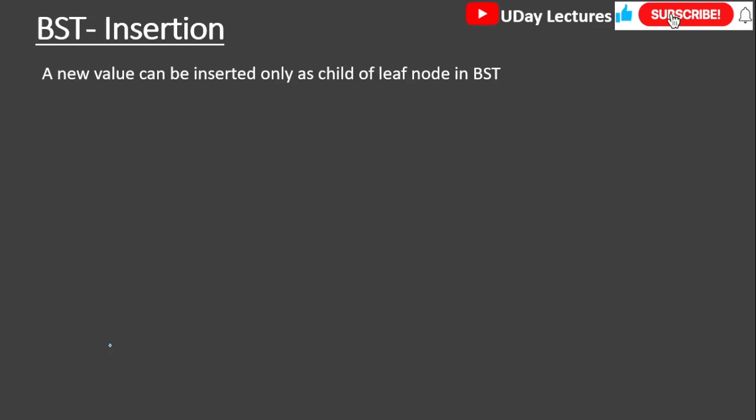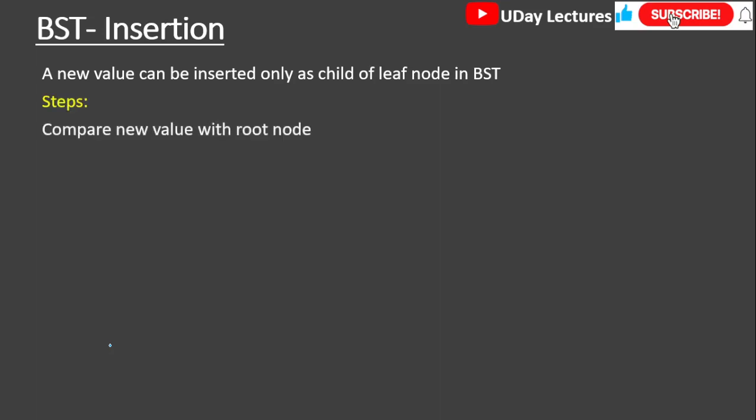To insert a new element into a binary search tree, there is one simple rule: we cannot replace any existing nodes in the binary search tree with the new value. So we can insert a new value only as a child node of a leaf node in the binary search tree. That means I cannot insert a new value in the existing nodes of the binary search tree. We will see what different steps we follow for inserting a new value into binary search tree now.